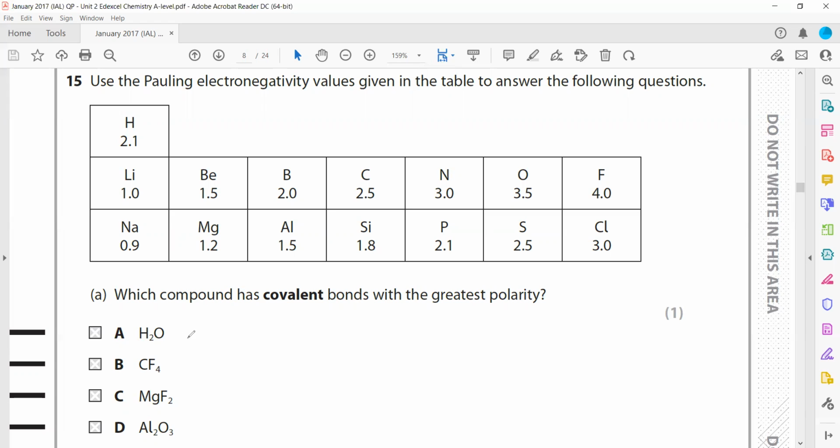for water, H and O, H is 2.1 and O is 3.5. So 3.5 minus 2.1, the difference, is equal to 1.4. Then carbon and fluorine, CF, that will be 1.5. Then magnesium fluoride, magnesium is 1.2, fluorine is 4.